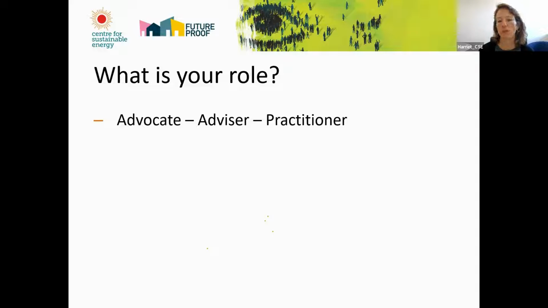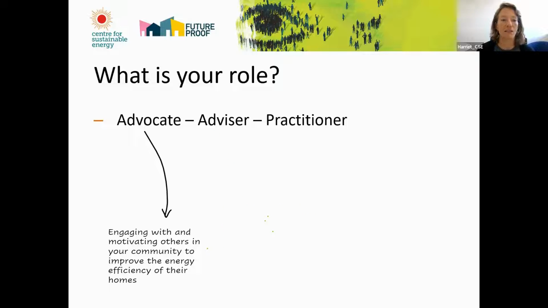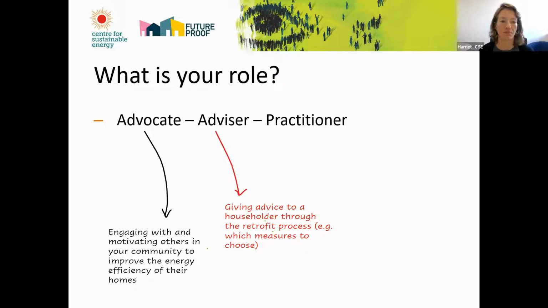So when we think about the role that people can play in retrofit, we can think about it starting at the advocate level. So that's where you are advocating to people in your community of the importance of retrofit and how they might go about engaging with it. Then you can move up a step to the advisor. So this is where you're actually giving some more detailed advice about retrofit. So, for example, what measures to choose, how you might go about installing them in your home, what different retrofit assessment options there might be.